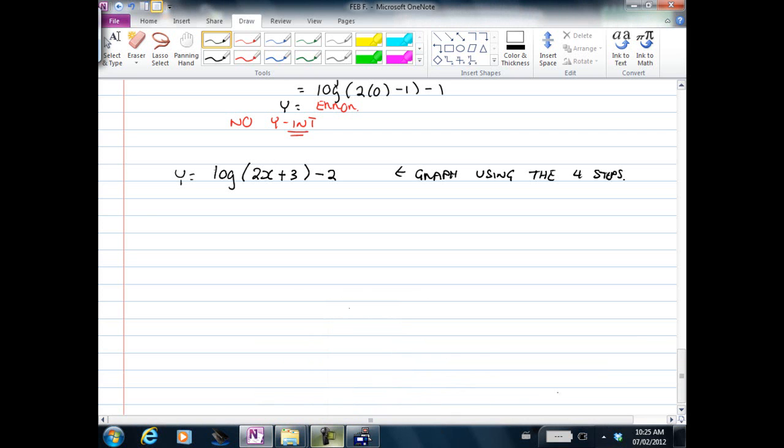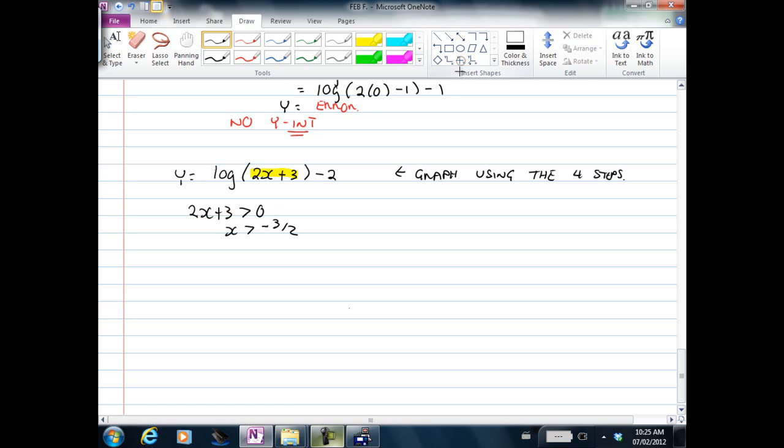First thing, I'm going to work with my domain. See, domain, really, I just focus on that stuff. Nothing else matters when it comes to log. So I go 2x plus 3 greater than 0. Vikram, what's your domain? X is? Negative 3 over 2 is correct.